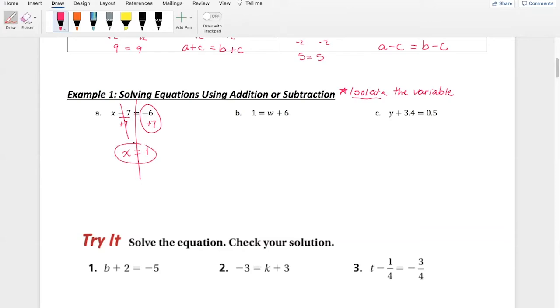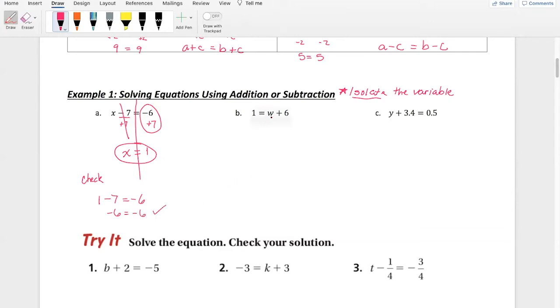And so that would be solved. What I always like about equations too is that now I can check to see. We can check it. Does that work? I'm going to plug what I came up with for x back in here. 1 minus 7 equals negative 6. Yep, that works. 1 minus 7 is negative 6. So that checks.